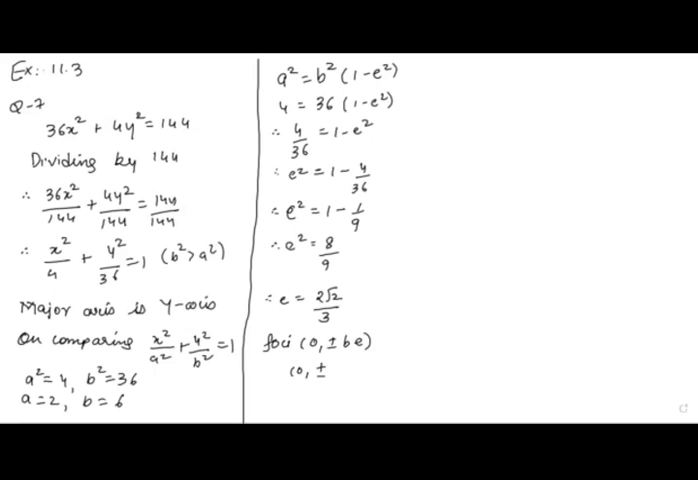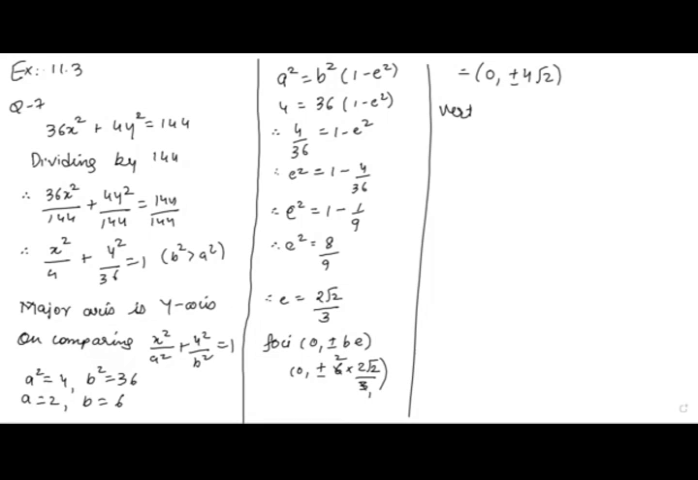So 0 comma, this will be 6 into 2 root 2 by 3. It is 0 comma plus minus, 3 twos are 6, 2 twos are 4, so 4 root 2. So we got the answer for foci.